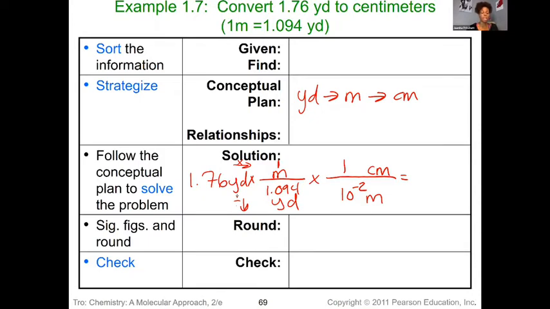And so when I plug this in with proper sig figs, I end up with 160.877 coming out of the calculator. However, with proper sig figs, we're only going to be looking at this given for our sig figs. I see that there's only supposed to be 3, and so my answer would end up becoming 161 centimeters.